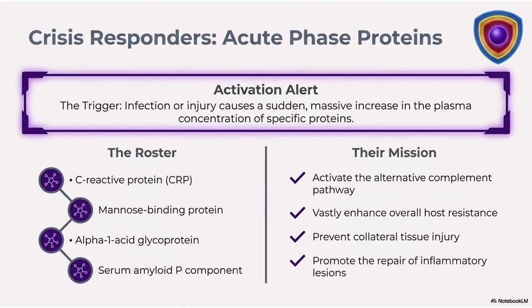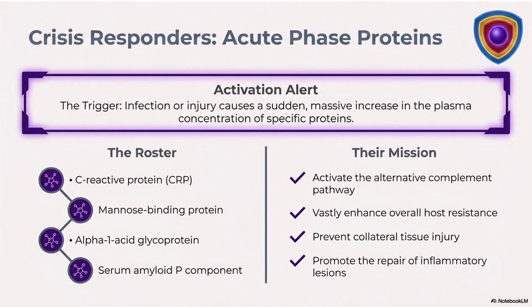Once that is done, you have a lot of the acute phase proteins which come, which are the C-reactive protein, the mannose binding protein, alpha-1 acid glycoprotein, and serum amyloid P component. What they basically do is activate the complement system. They will enhance the host resistance, prevent injury because they are more specific to the cell which is infected, and they will also allow for repair of inflammatory lesions.